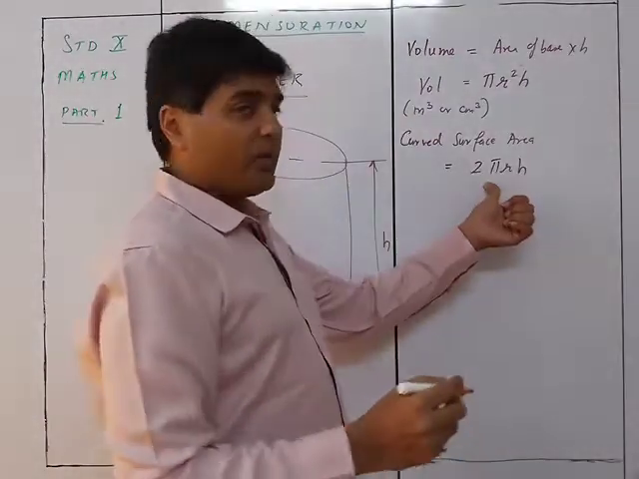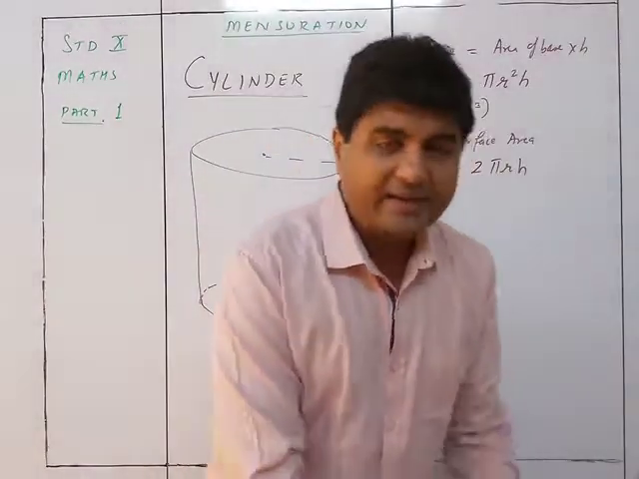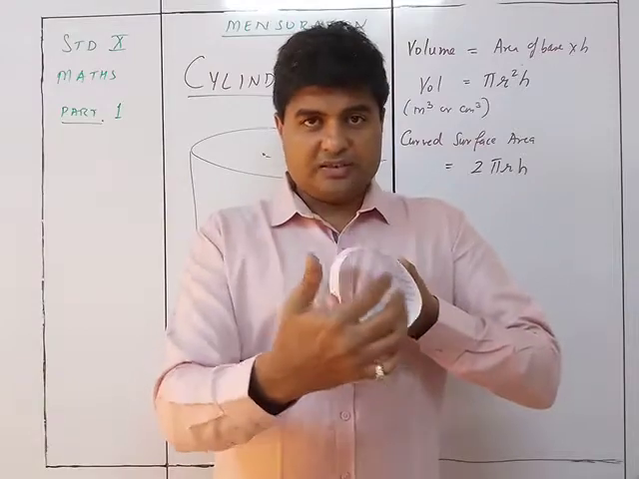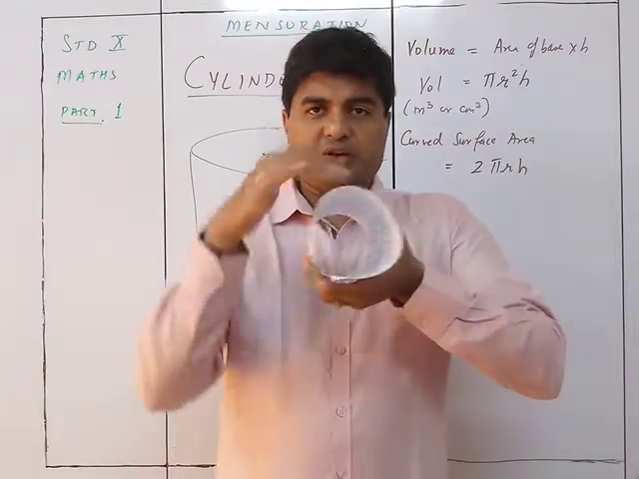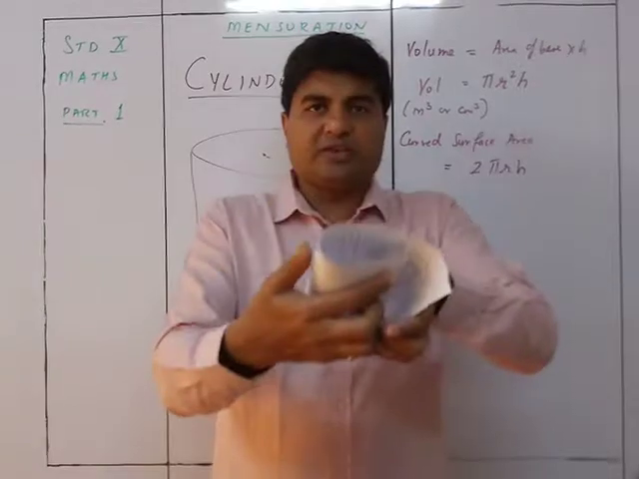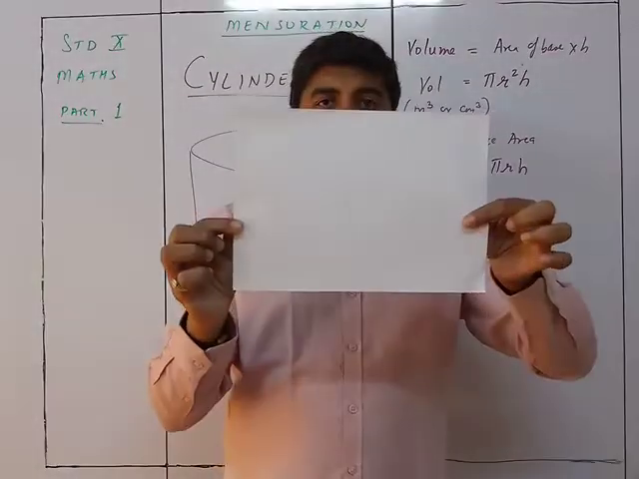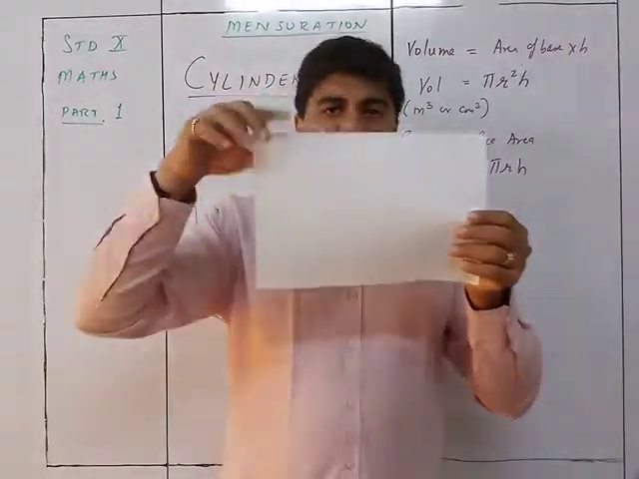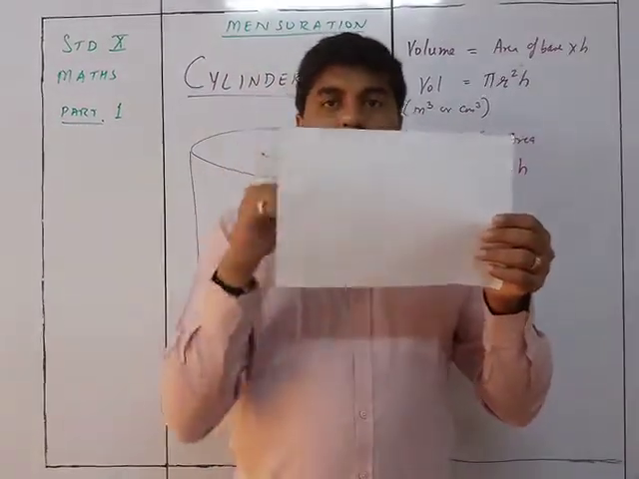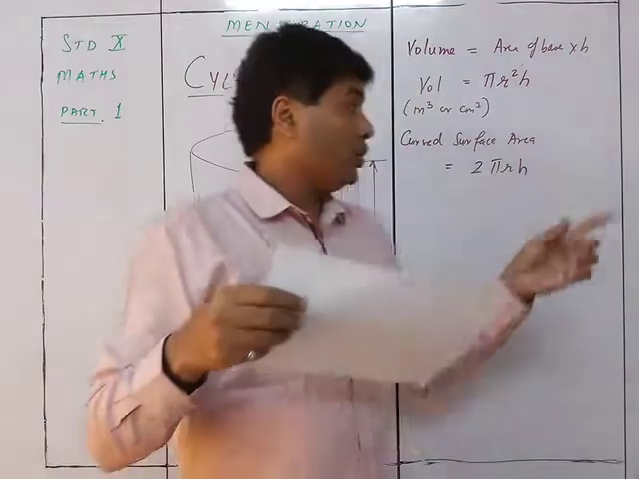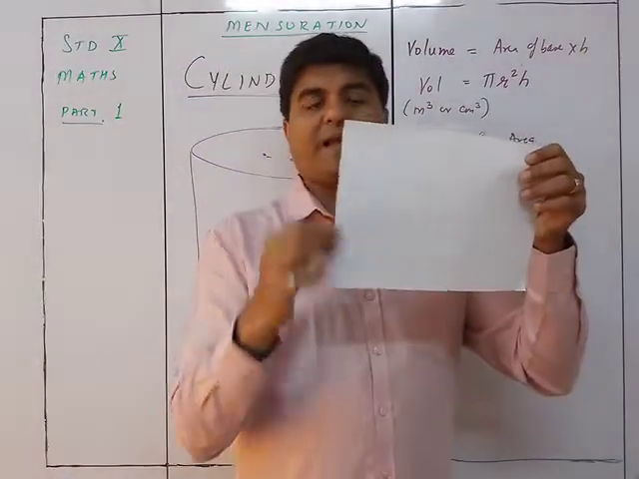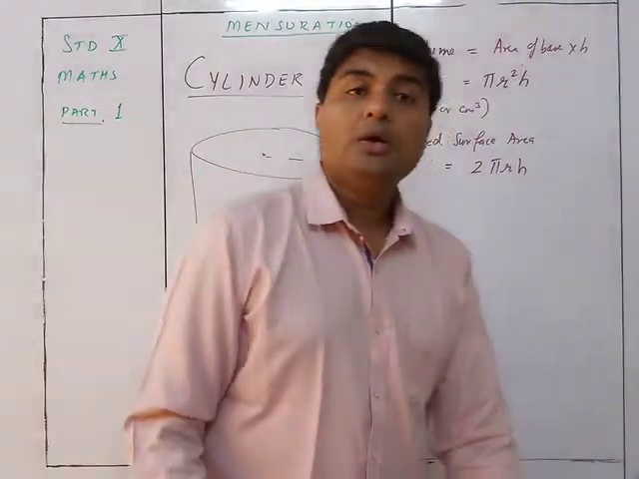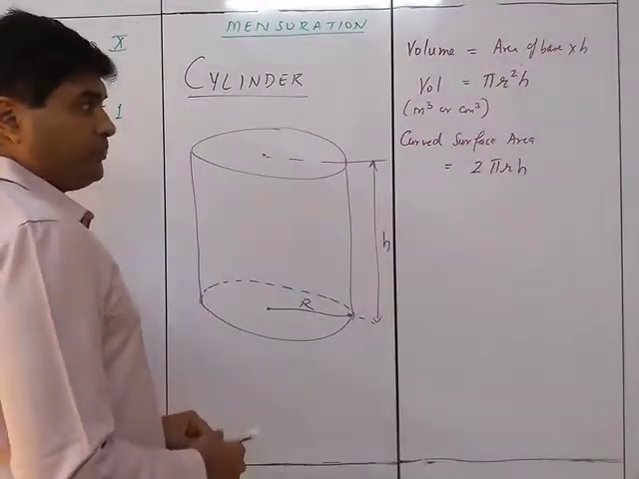See, this is 2 pi r. What is 2 pi r? 2 pi r is nothing but the circumference of the base. So if I open up this curvature, it becomes a rectangle. This curved part was nothing but the length, so length into breadth was the curved surface area. Now, instead of length, what will we write? 2 pi r. And instead of breadth, what will we write? Height. So that's why curved surface area is 2 pi r h.